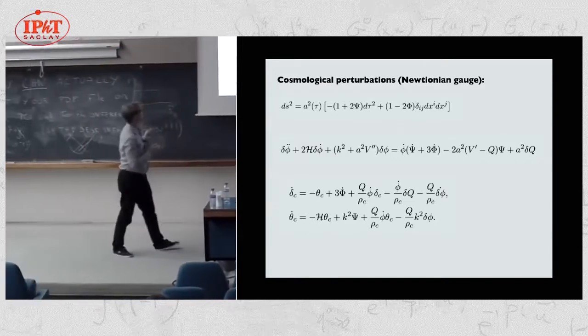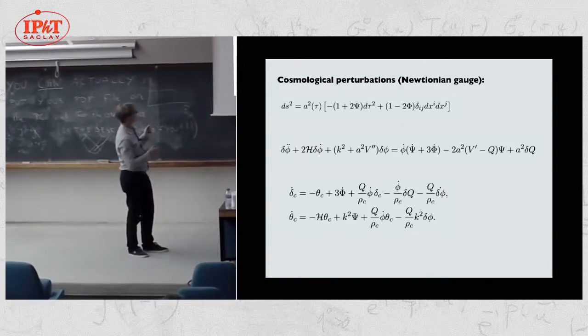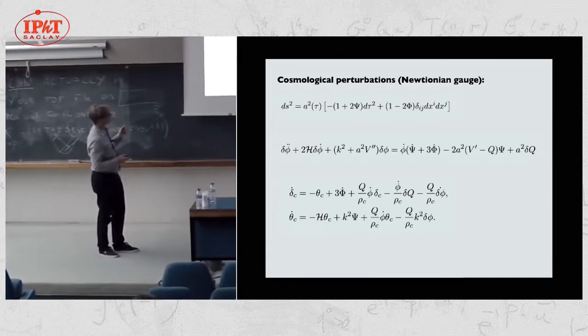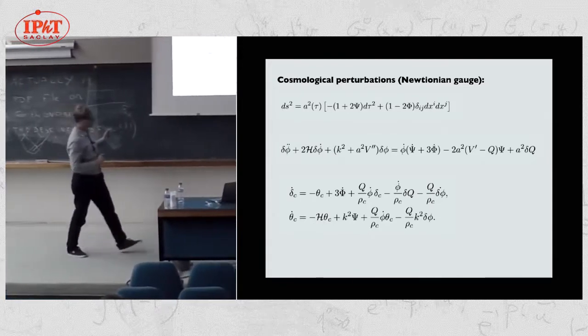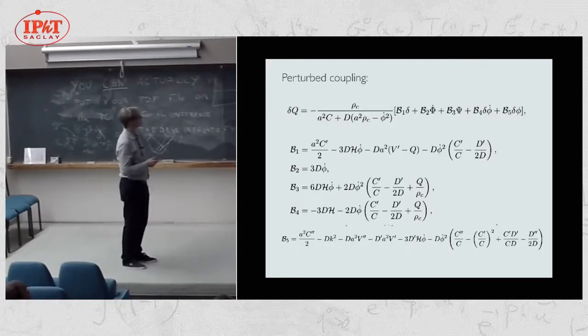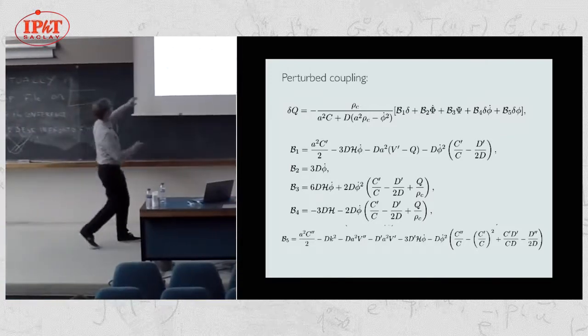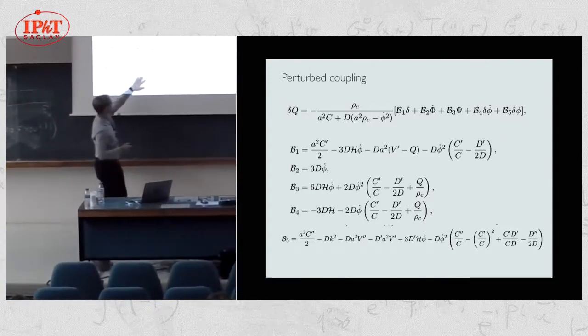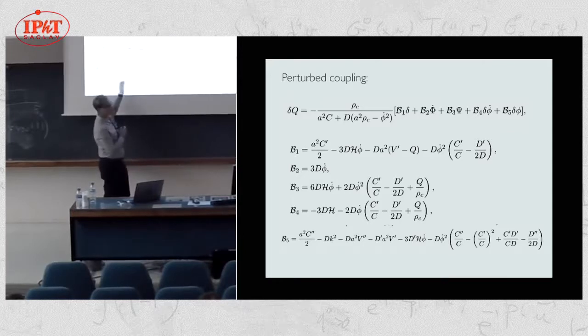Okay, so what changes really is the equation for the scalar field and for dark matter. There are two terms which are of importance, delta Q here and this Q. Now this delta Q, if you have a conformal coupling, disformal coupling, it becomes k dependent in this term B5. So the delta Q is quite complicated, but I think it just contains background quantities. But the important bit is it becomes k dependent.